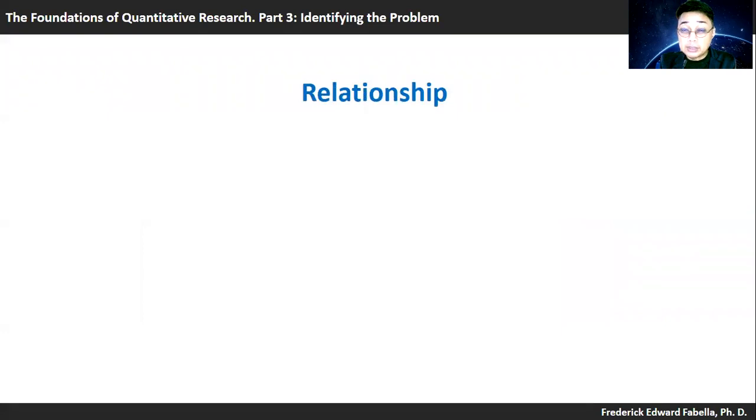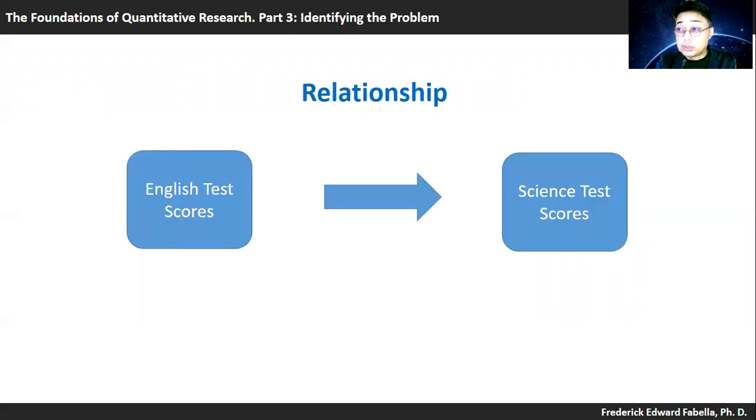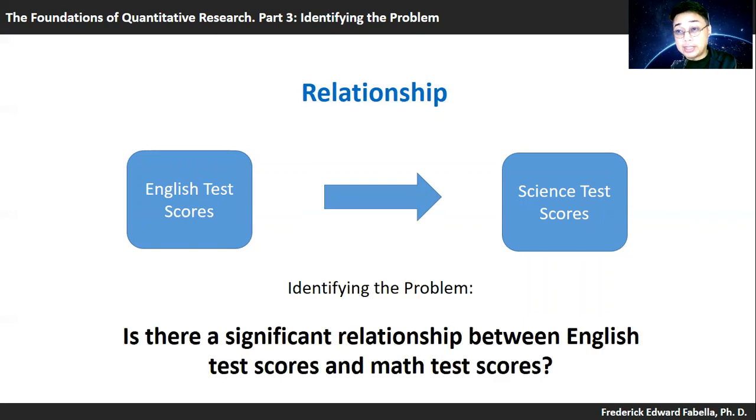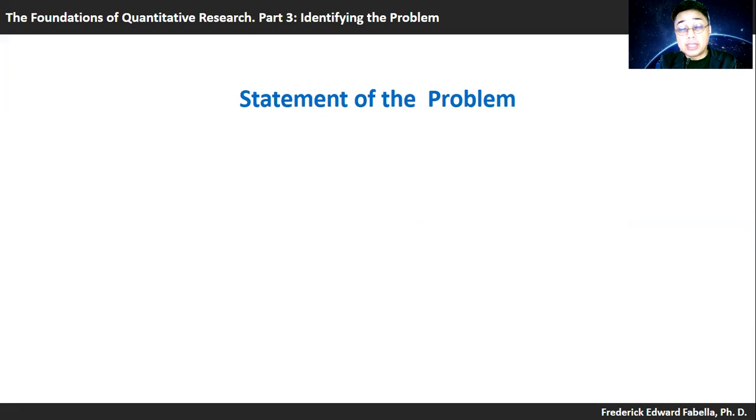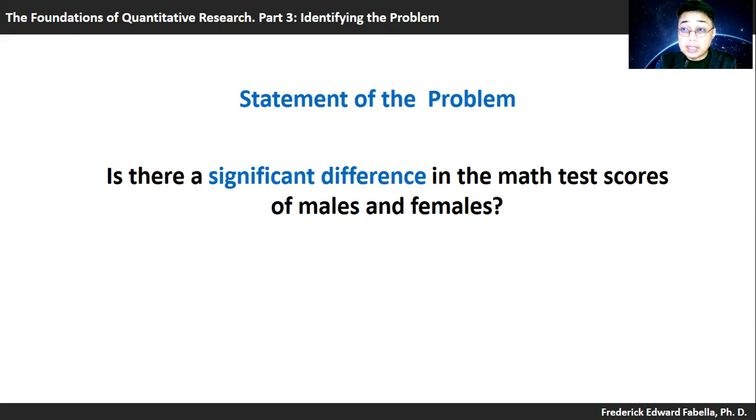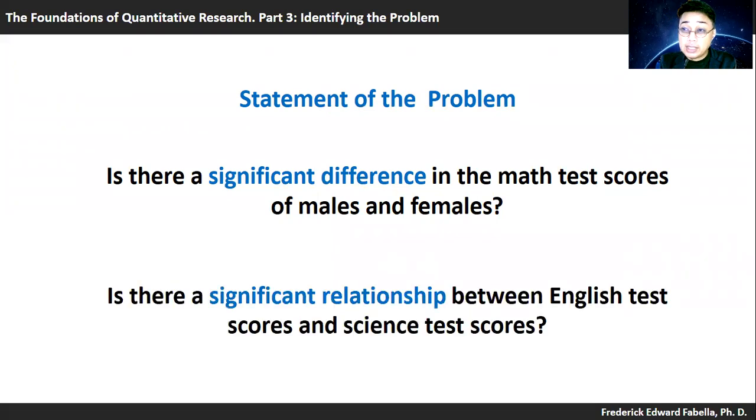So going back to our variables, you have English test scores and science test scores. You can now formulate your problem this way: is there a significant relationship between English test scores and science test scores? Once you have identified your problem, it now becomes your statement of the problem. For your first example, you have, is there a significant difference in the math test scores of males and females? And for your second example, is there a significant relationship between English test scores and science test scores?